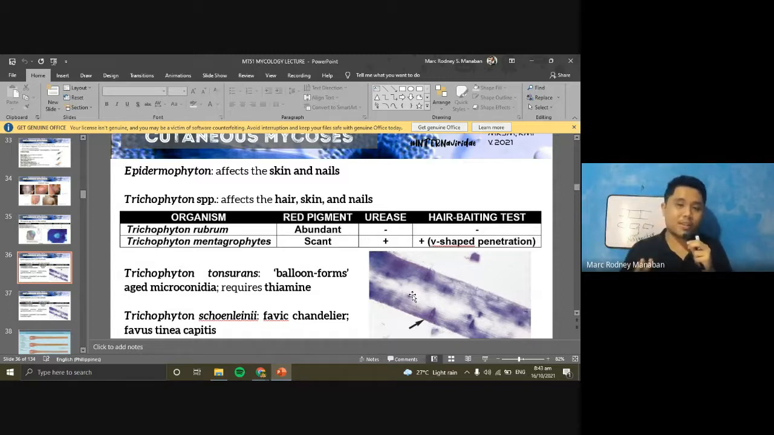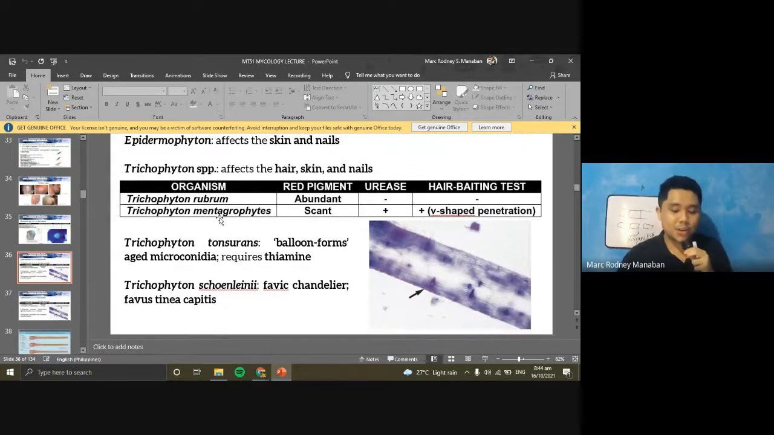Okay. These two species of Trichophyton, Trichophyton rubrum and Trichophyton mentagrophytes, silang duha na species ang makakos sa majority of dermatophyte infections in the world. Okay, sila yun. Alright? Ang imuhang T. rubrum and T. mentagrophytes. Alright? So, rubrum, di ba nasa pangalan ng rubra, di ba? Rubrum, rubra. Red pigment. Abundant red pigment.